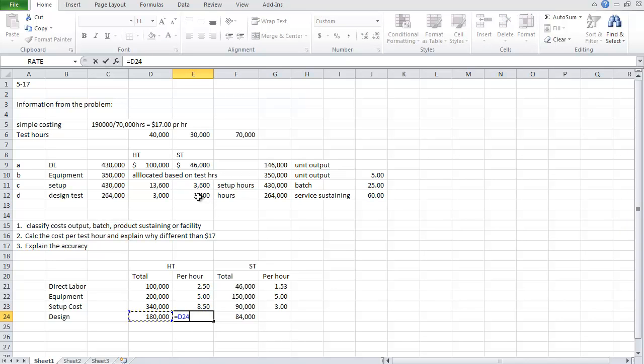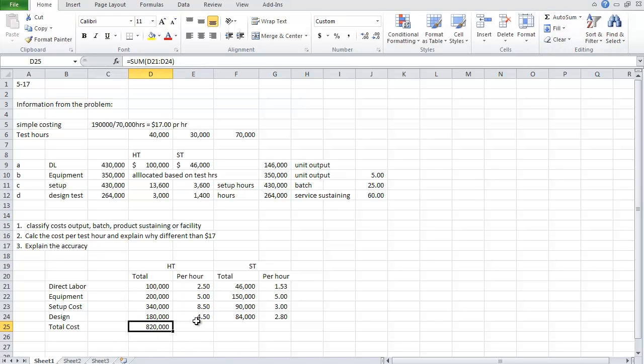So if we take 180 divided by the 40, we'll get $4.50 an hour. We take the 84 that we calculated and we divide it by the 30,000 and we get $2.80. So let's see what these would total if we did it in this fashion in a much more detailed way. So let's add these totals up.